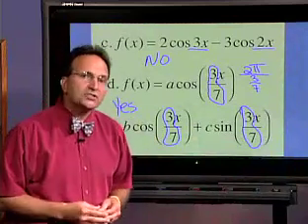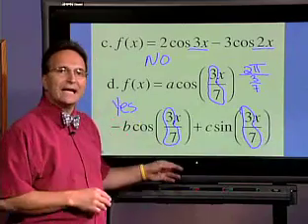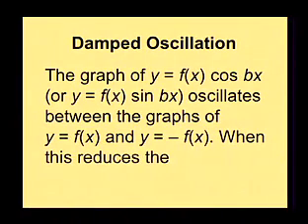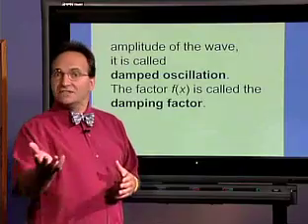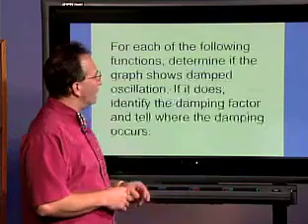Well, now let's turn our attention to something called damped oscillation. The graph of y equals f of x times cosine bx, or y equals f of x times sine bx, oscillates between the graphs of y equals f of x and y equals negative f of x. When this reduces the amplitude of the wave, it is called damped oscillation. The factor f of x is called the damping factor. Let's take a look at an example of this.